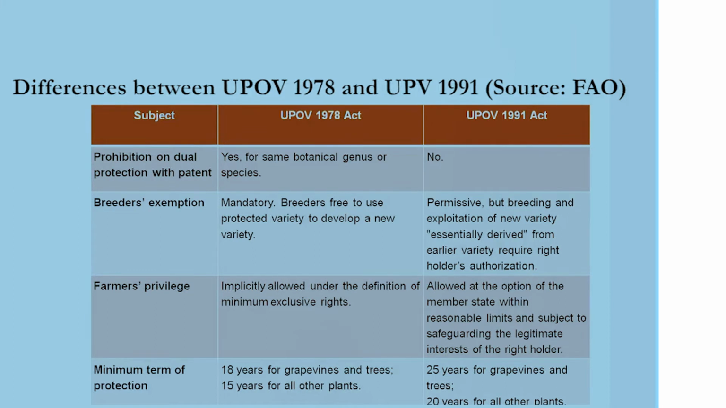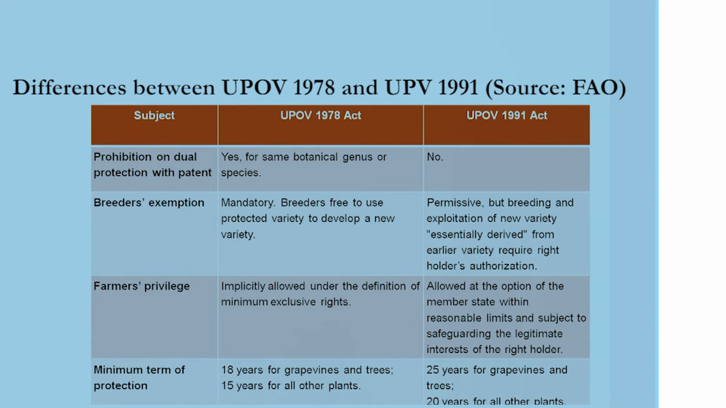The breeder's exemption is mandatory in case of the 1978 Act, where the breeders are free to use a protected variety to develop a new variety. In case of the 1991 Act, it is permissive, but breeding and exploitation of a new variety essentially derived from the earlier variety requires the right holder's authorization.